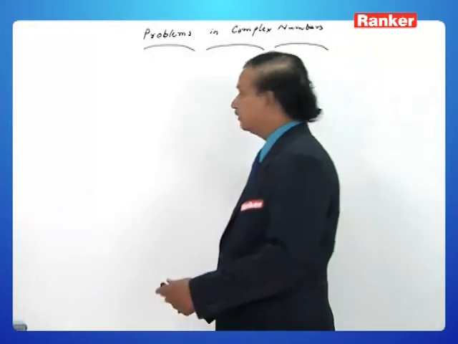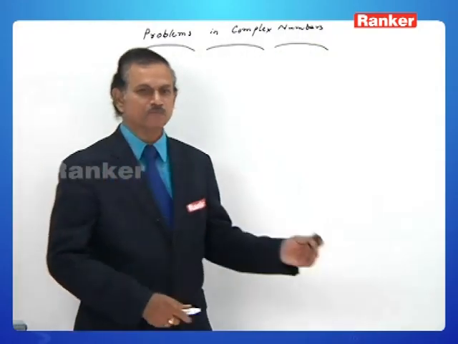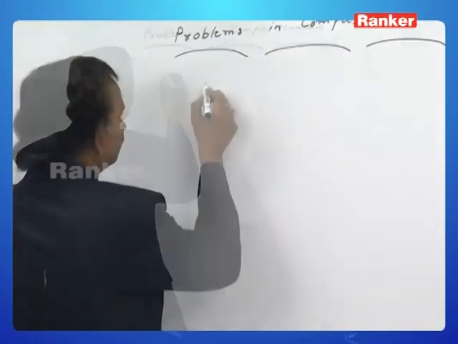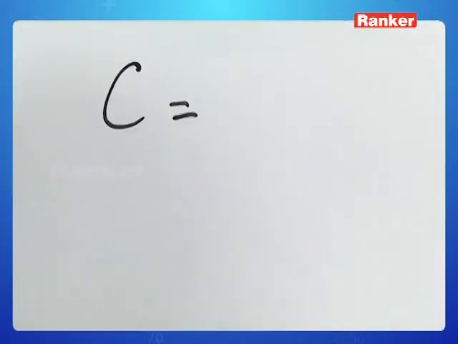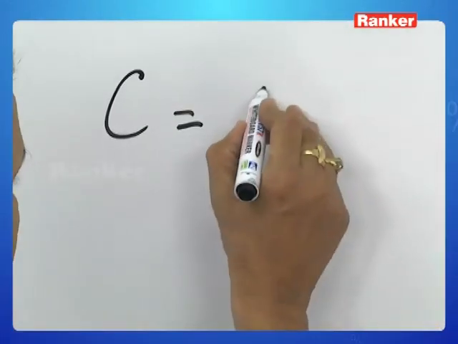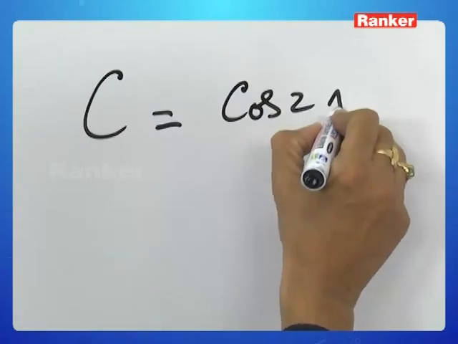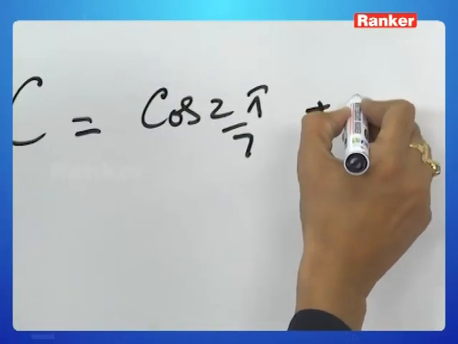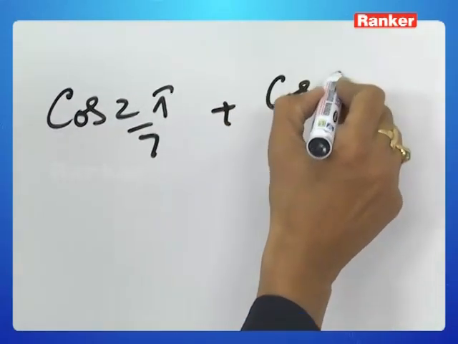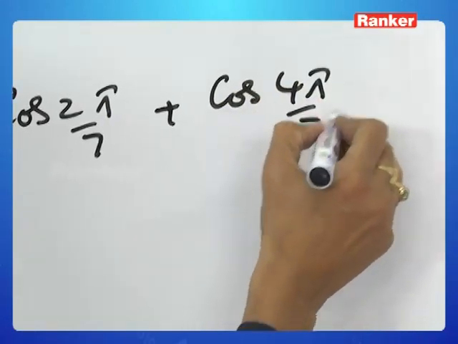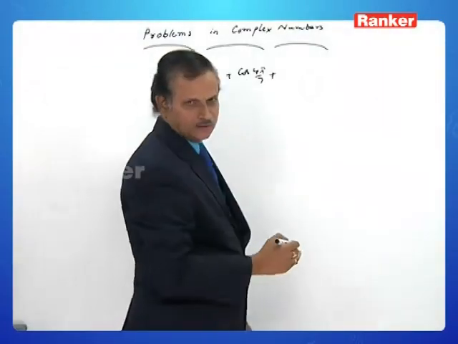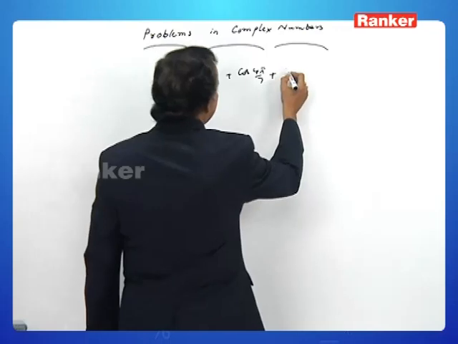Let us examine. First of all, what is C? C is equal to cos 2 pi by 7 plus cos 4 pi by 7 plus cos 8 pi by 7.